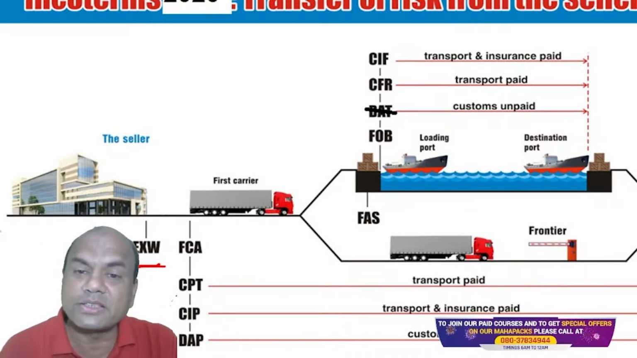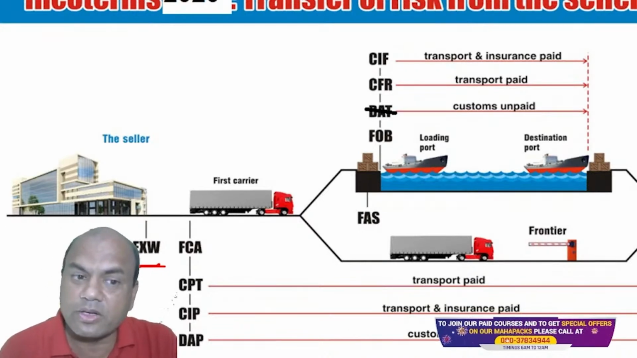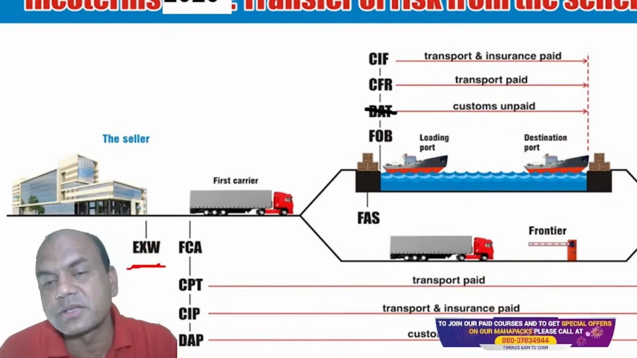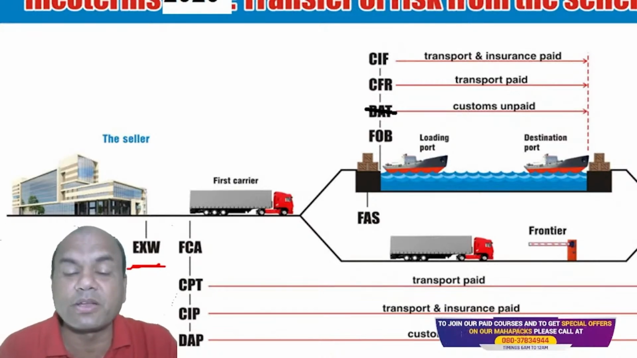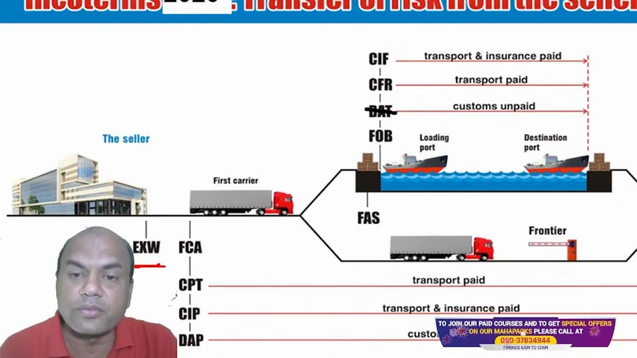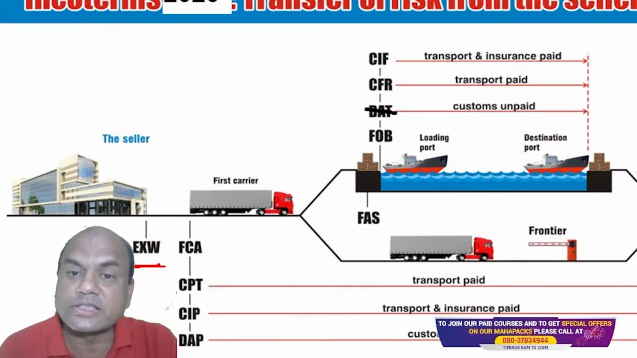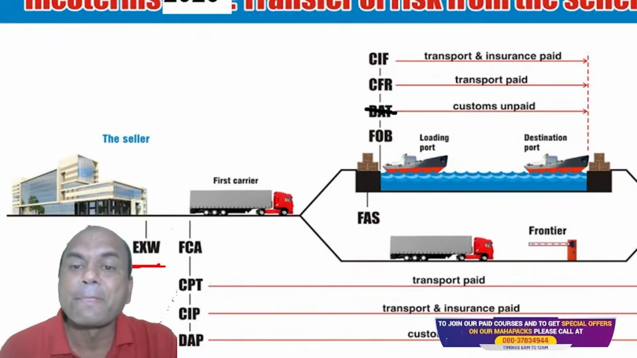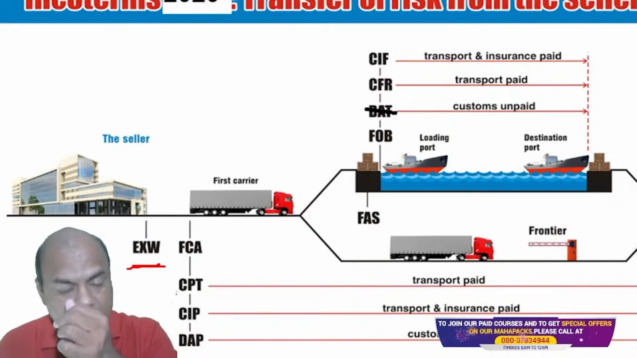Now when this guy buys the ticket, then what happens? See here, his or her responsibility is only up to buying the ticket. If tomorrow something happens to the ship, again the seller says I am not responsible. My responsibility was putting the goods on the board and buying that ticket. Okay, so that is called CFR, cost and freight, transport paid.